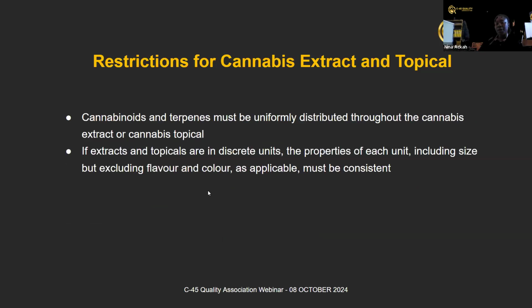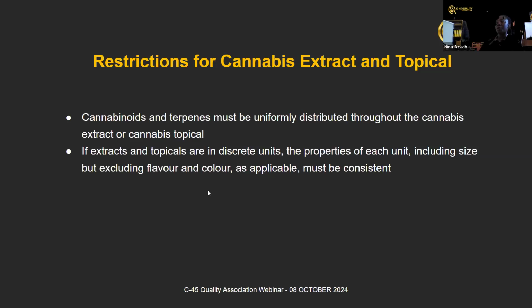And for cannabis topicals and extracts, we are required to ensure that cannabinoids and terpenes are distributed homogeneously in the entire batch of the product. So they should be uniform. When we pick one portion of a batch of cannabis extract, it should not contain more THC or more terpenes than another part of that batch that we pick. They should be very similar and homogeneous.